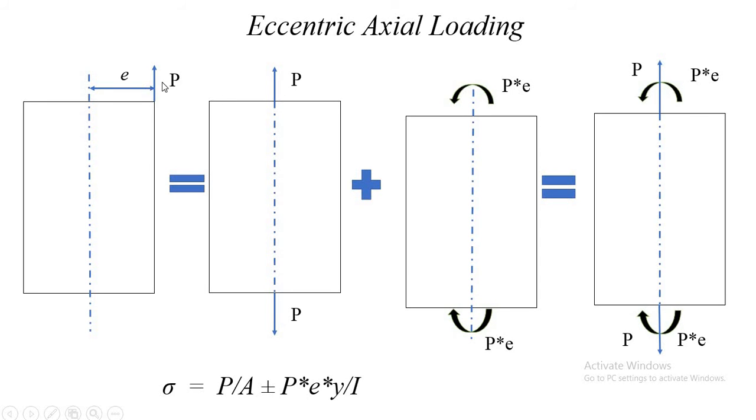Because of the moment of the force to the center, a couple is developed, that is P into e. The presence of the couple will develop bending stress. Hence, the governing equation for eccentrically loaded components is sigma is equals to P by A plus or minus P into e into y divided by I.